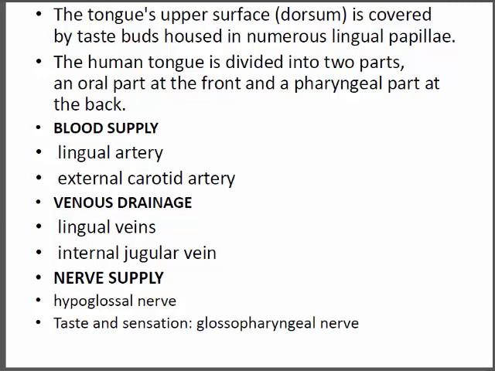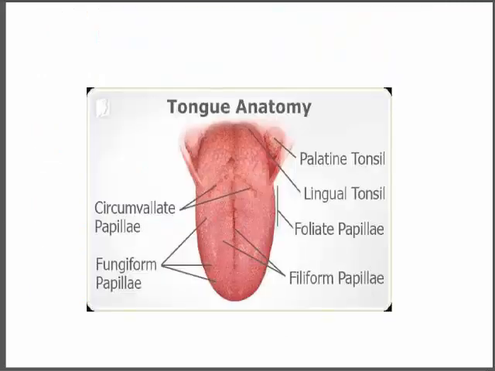It's generally divided into two parts: first, the oral part at the front, and another, the pharyngeal part at the back. Blood supply is the lingual artery from the external carotid artery; venous drainage is the lingual vein to the internal jugular vein. Nerve supply is the hypoglossal nerve. Taste and sensation are by the glossopharyngeal nerve.